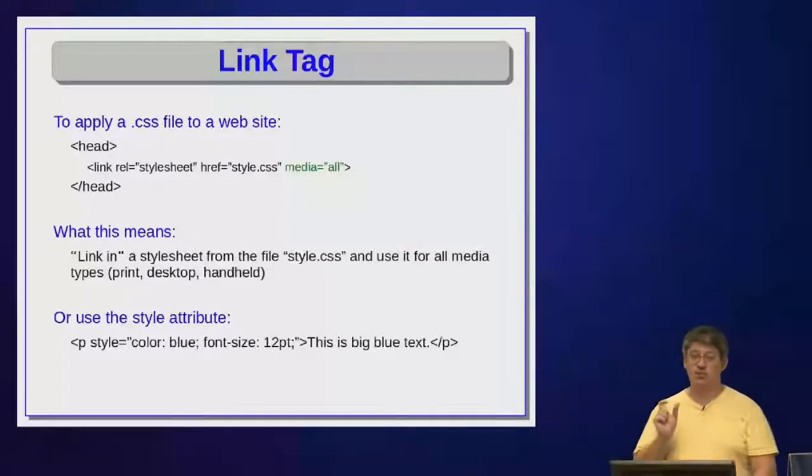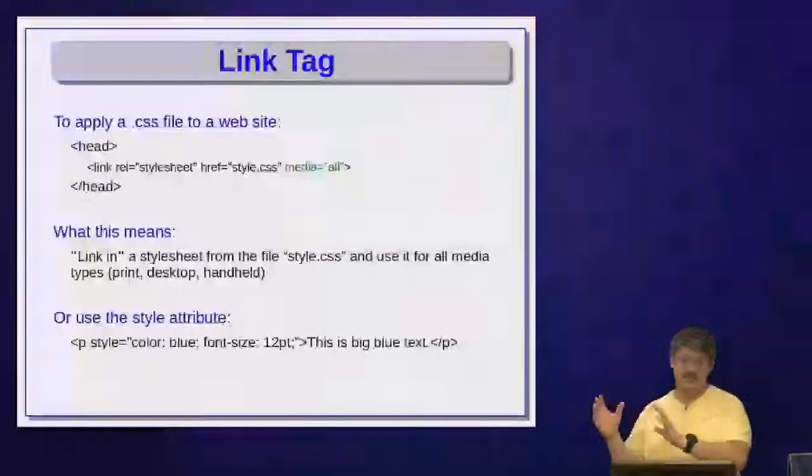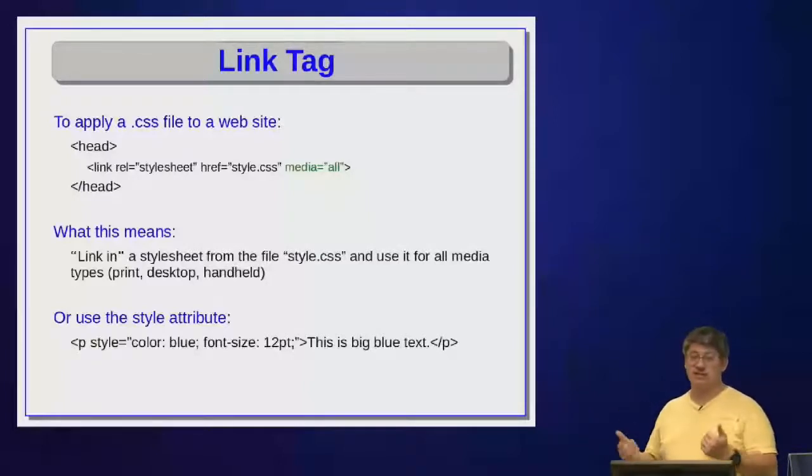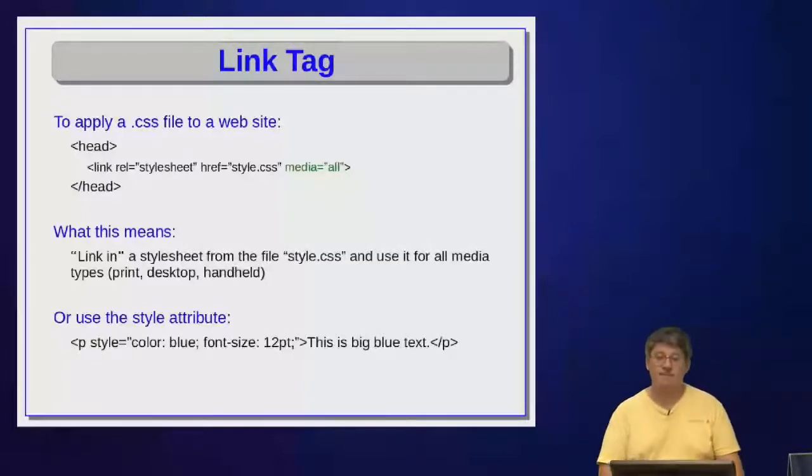So the first attribute is a rel attribute that says this is a link related to, in this case, the style sheet. So whenever you pull in a style sheet, you're going to say link rel equals style sheet. And then the other attribute that you have to have is called an href, or a reference. And basically what that means is it's a file name that tells it how to find the style sheet. So in this case, we're going to pull in a style sheet named style.css.